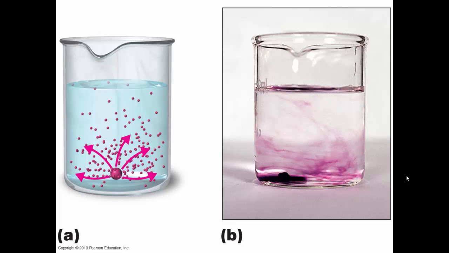For example, if I put a crystal of potassium permanganate in this beaker, where is the high concentration to begin with? What will happen over time? The question is, what will happen as this potassium permanganate dissolves? Will this entire beaker become completely purple and be equal in all areas?